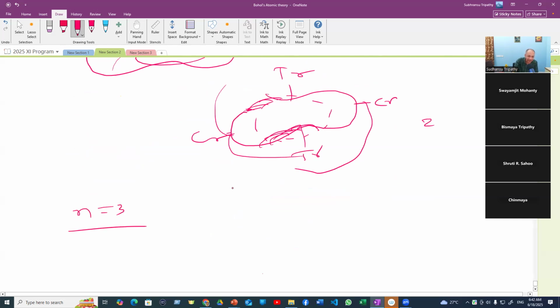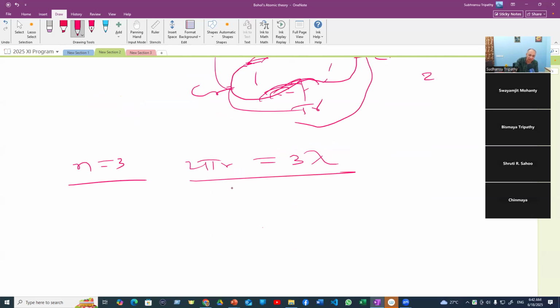Now see, the circumference will accommodate 3 standing waves, full waves. So it will be 1, 2, 3, and it will look like an Indian paratha.